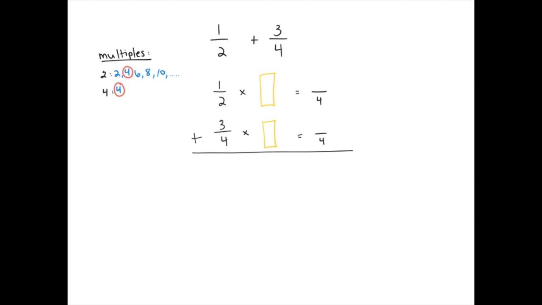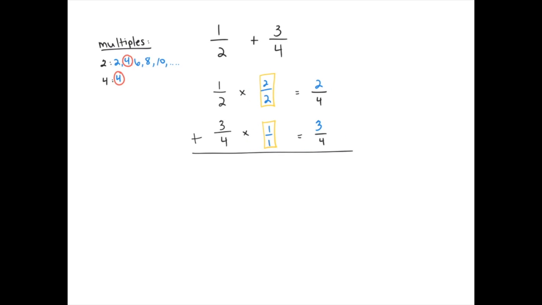4 would be my LCM. If I multiply 1/2 by 2 over 2, that gets me to my denominator of 4. And when I multiply by a fraction that equals 1 whole, I'm not really changing the fraction. If I multiply my numerator, 1 times 2 equals 2. So 1/2 has now turned into 2/4. If I multiply 3/4 by 1 over 1, because that will get me my denominator of 4, and again, I'm multiplying by a fraction that equals 1 whole, not really changing the fraction. If I multiply my numerator, 3 times 1 is 3.